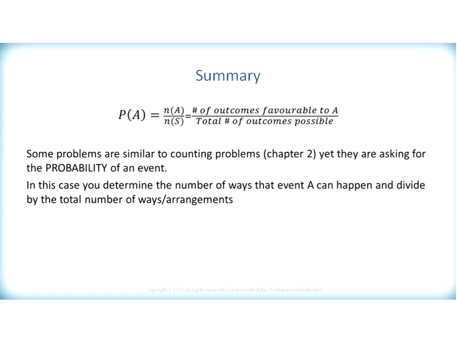In summary, we have to recall that probability of event A is the number of outcomes favorable to A, what we want, over the total number of outcomes possible. Some of these problems that use counting methods are similar to the counting problems in Chapter 2, but you have to recall that they are asking for the probability. So just finding the outcomes favorable to A is not enough. We have to divide it by the total.